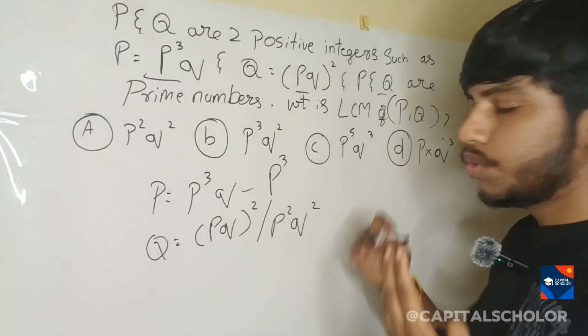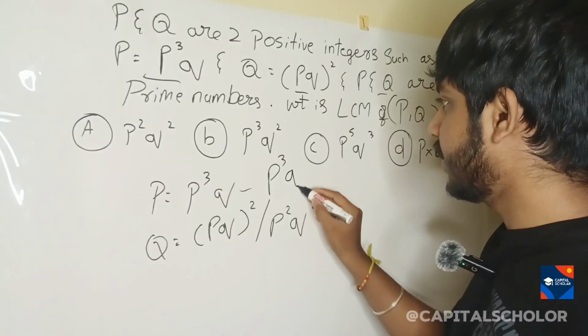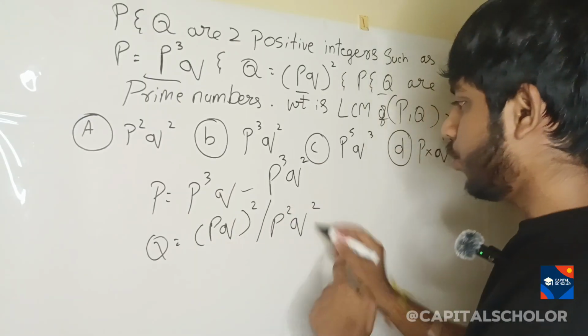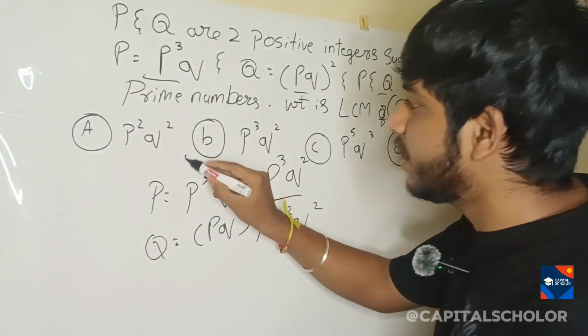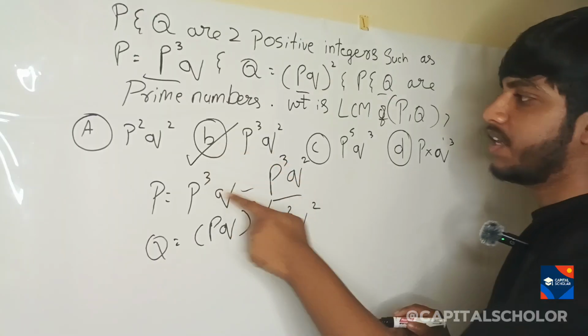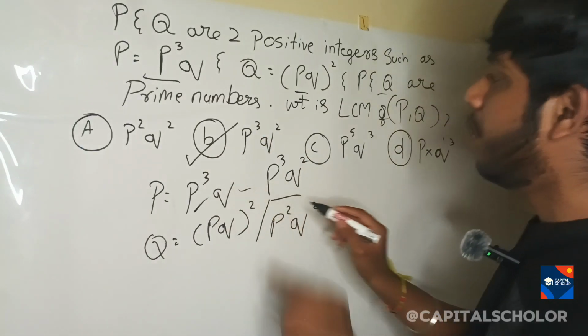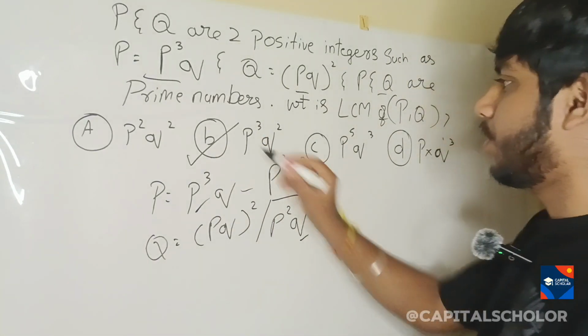Q square is the highest in the Q. So the answer is option D. Option B: P cube, P cube, Q square, Q square.